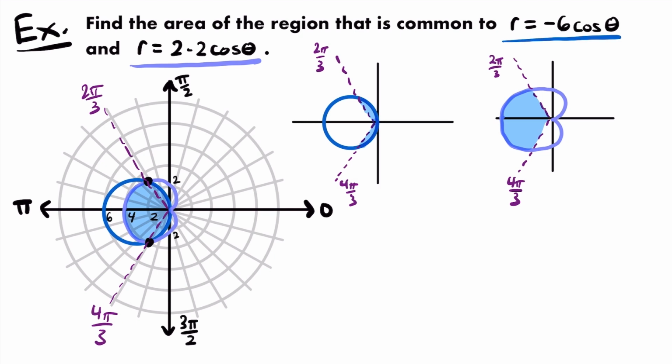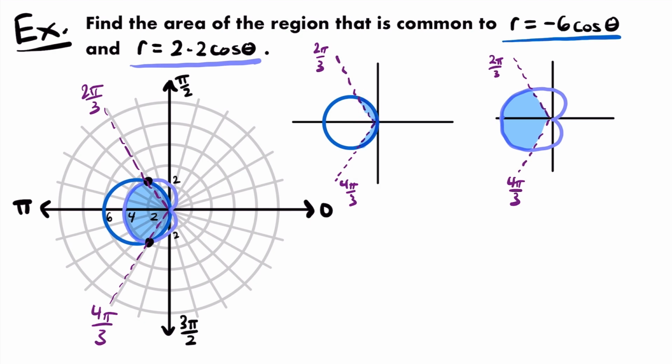All right, and so what we can do to calculate this area is calculate the area of each of these sections individually and add them together. Because the area of these slivers, it's just the area beneath the circle, right? It doesn't have anything to do with the cardioid.